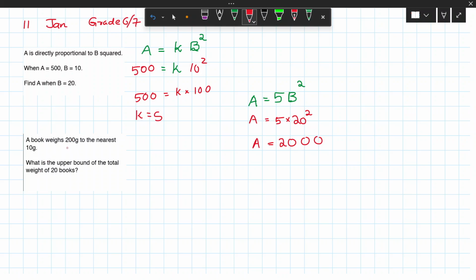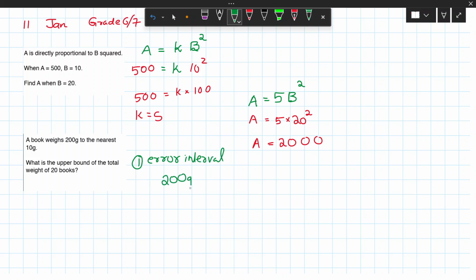A book weighs 200 grams to the nearest 10 grams. We need to work out the upper bound of the total weight of books. The most common mistake that people tend to do is they first find the total weight and then they tend to take the error interval. But you first need to find your error intervals. That is the first step. It's not the other way around. Find the error intervals first.